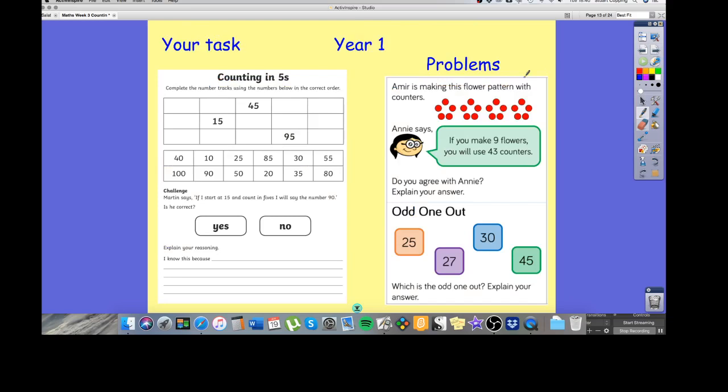If you are in year 1, you will notice that you have these 2 sheets stuck in your book. The first sheet, the numbers are down here. I want you to put them in the right place. Now it's not all one box. Here we've got something, something, 45, something, something. So that's one question.